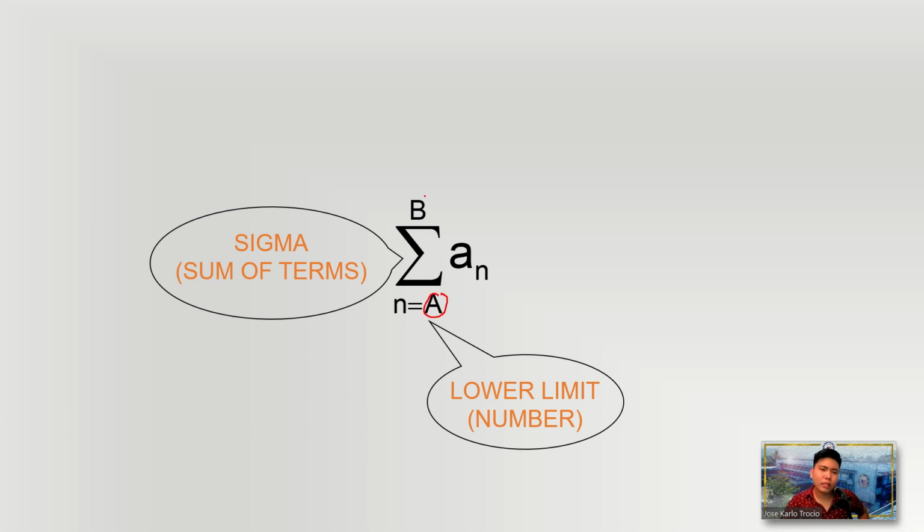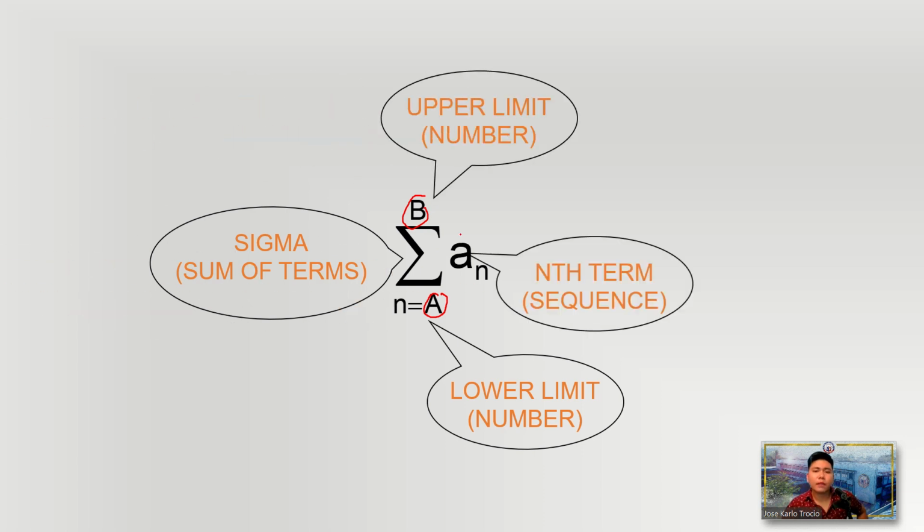Example, this is 1. This is 5. These are the number of terms. First term or the domain. Okay, 1 up to 5. Domain 1, 2, 3, 4, 5. You're going to substitute 1 to the equation, which is this.